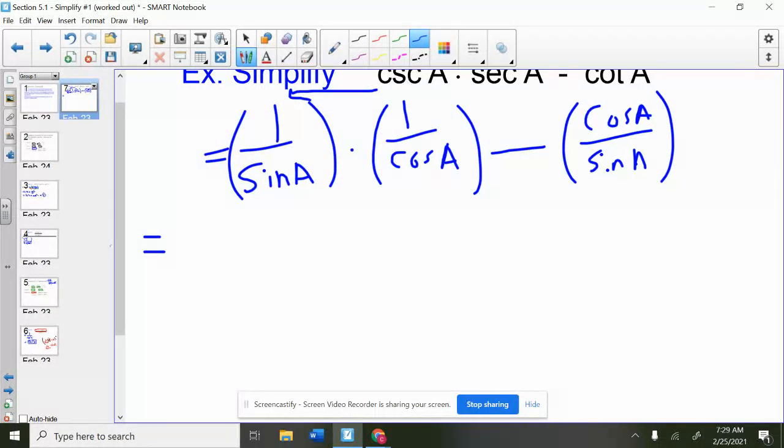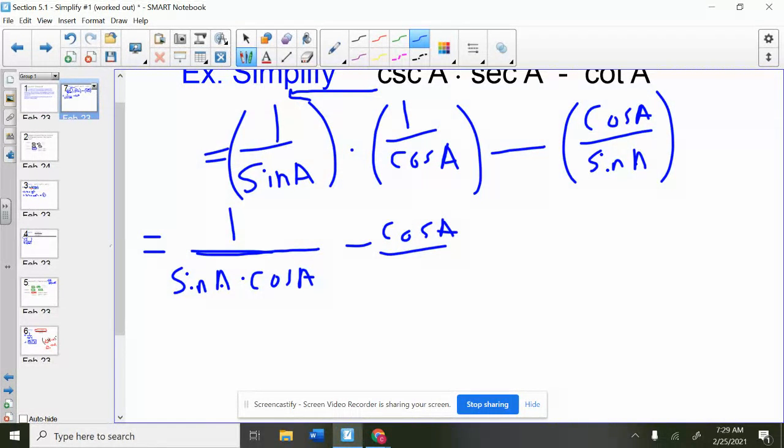So like I said before, you're going to have to know your properties of adding, multiplying, subtracting, dividing fractions. So when I multiply across, 1 times 1. On the bottom, I'm doing sine times cosine, which is simply sine times cosine. And then over here, minus, and then that'll just be cosine over sine.